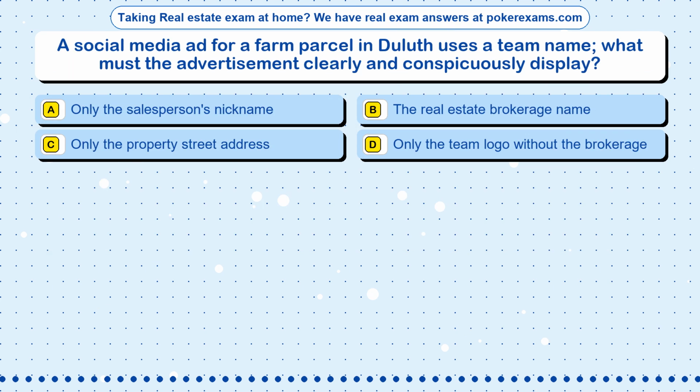Question 42. A social media ad for a farm parcel in Duluth uses a team name. What must the advertisement clearly and conspicuously display? Option A. Only the salesperson's nickname. Option B. The real estate brokerage name. Option C. Only the property street address. Option D. Only the team logo without the brokerage.